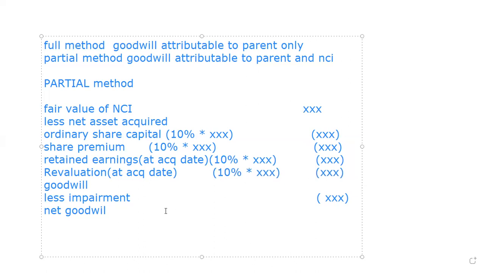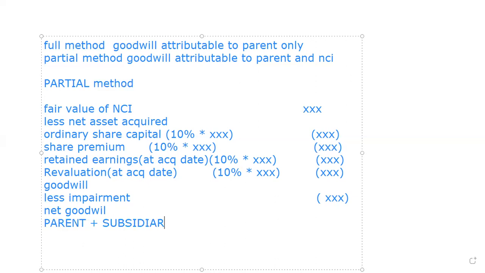To get the total goodwill, you take the goodwill attributable to the parent and add the one attributable to the subsidiary. That is how you get the total goodwill. And remember, this goodwill will affect our non-current assets. So that was the class on goodwill.